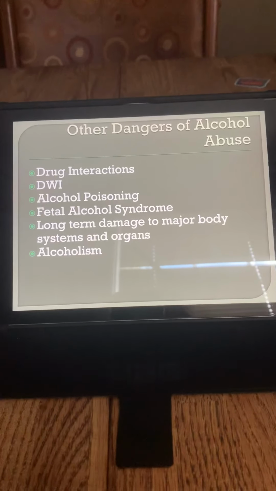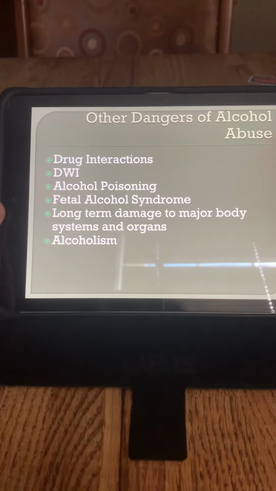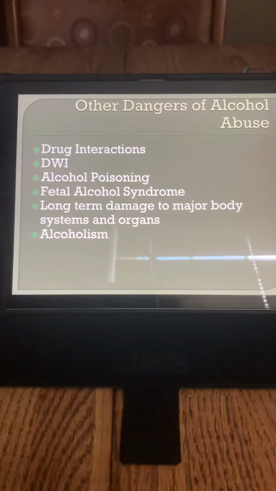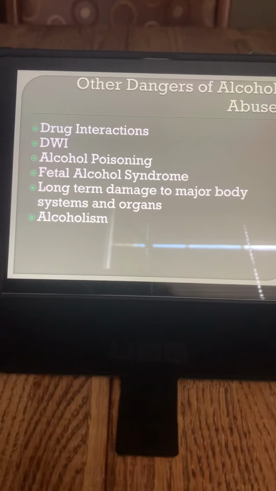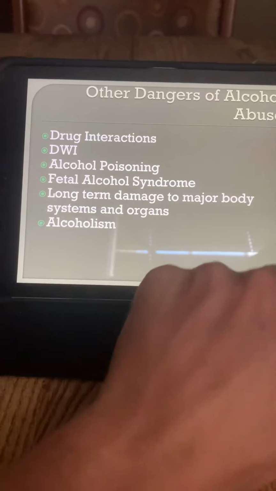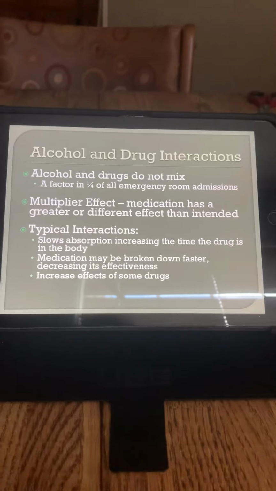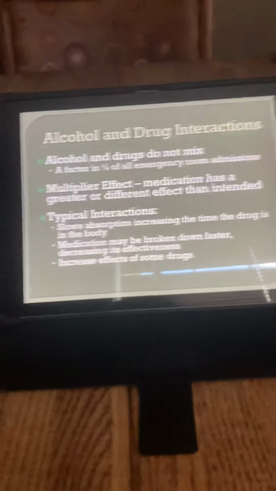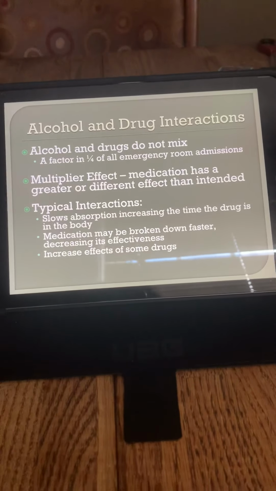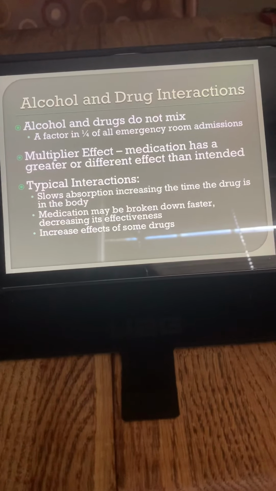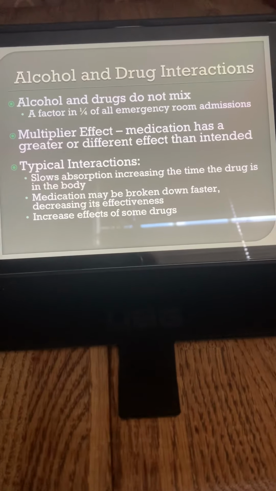Here are some other dangers of alcohol: drug interactions, driving while intoxicated, alcohol poisoning, fetal alcohol syndrome, long-term damage to major body systems and organs, and also alcoholism. Alcohol and drugs do not mix, and it's a factor in 1/4 of all emergency room admissions. Multiplier effect, medication: you're not supposed to drink while on any medication. Typical interactions.